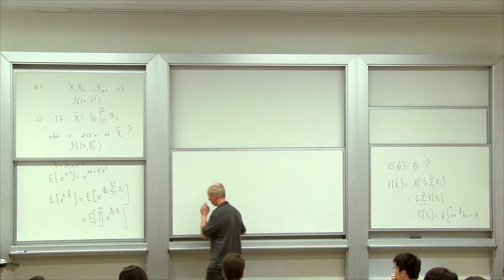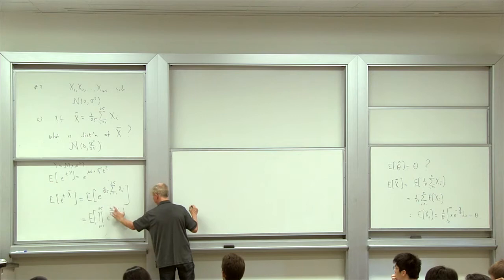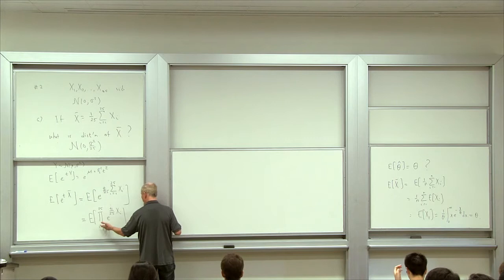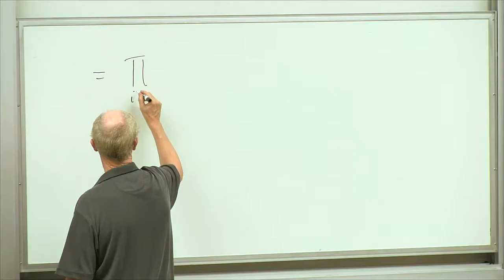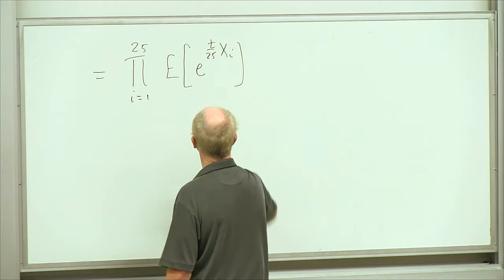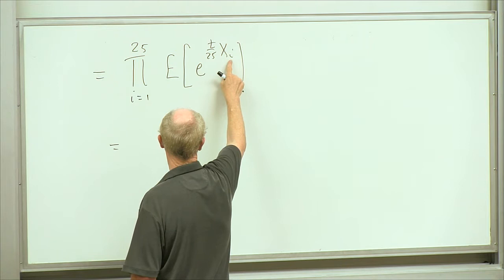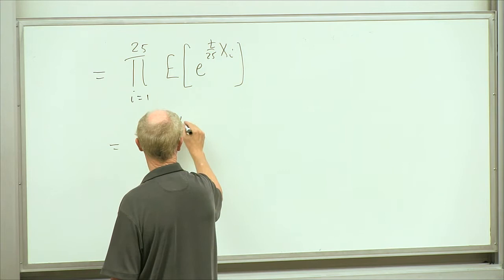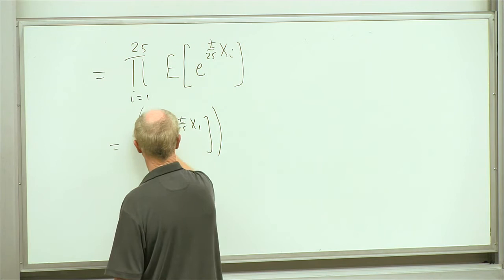And these are independent random variables, so the random variables e to this times xi are independent. And when you have an expected value of a product of independent random variables, it becomes a product of the expected values. So by independence, and they're identically distributed, so they're all the same as you would get if you put one here. And there are 25 of them, so you get this thing to the 25th power. Okay, now we have to compute this.